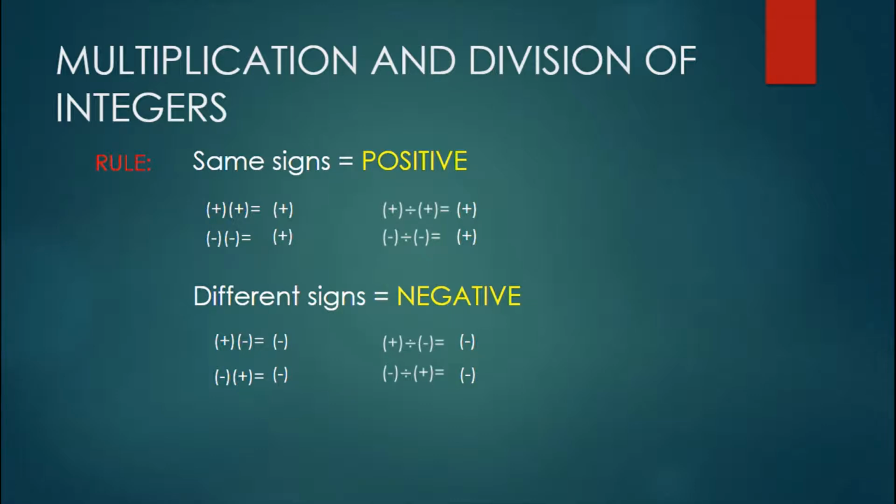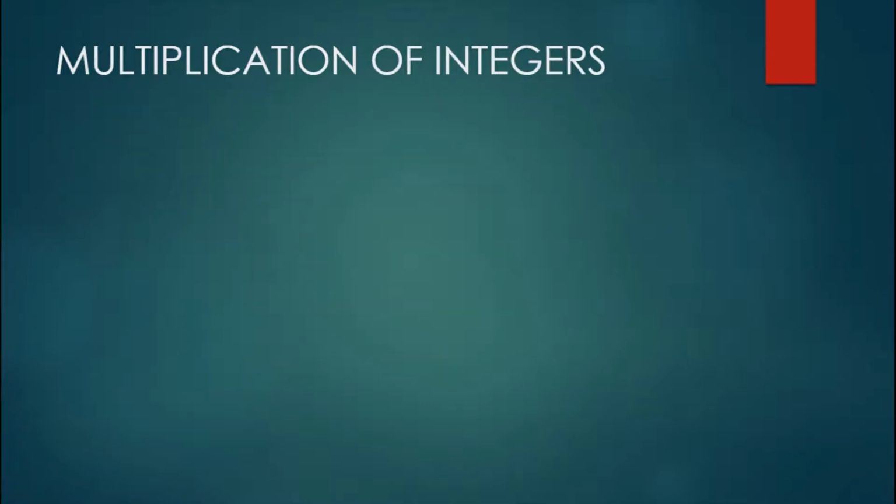Now, let us try some examples. Let's start with multiplication of integers. We have number 1, positive 2 times positive 5, same sign, means positive answer. And the answer for this one is positive 10. Number 2, negative 2 and positive 4, unlike sign, the answer is negative. So for this one, 2 times 4, it's 8.